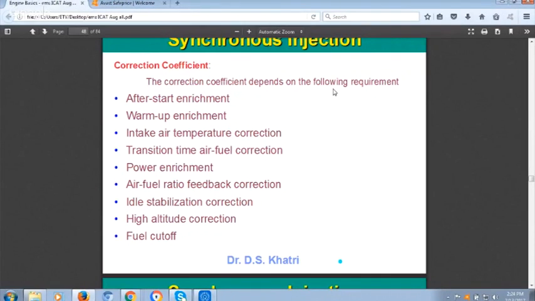And there may be a cranking strategy also. During cranking also, you need a strategy. When it is started, warm up enrichment. Like I had discussed with you, in Euro 4 or in Euro 6, we want to warm up the engine as quickly as possible.